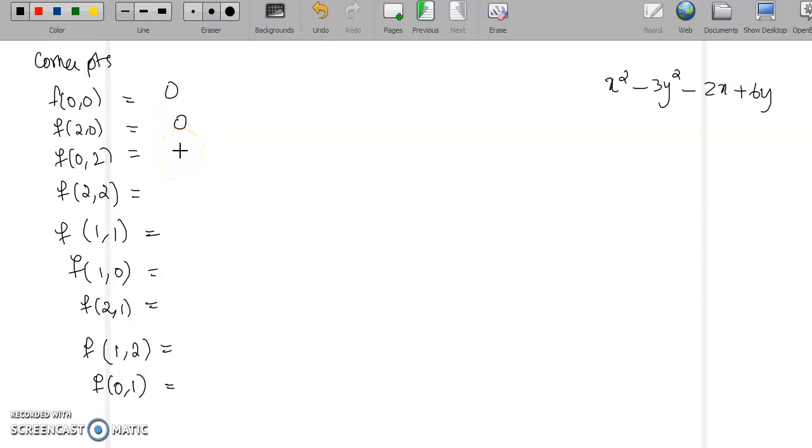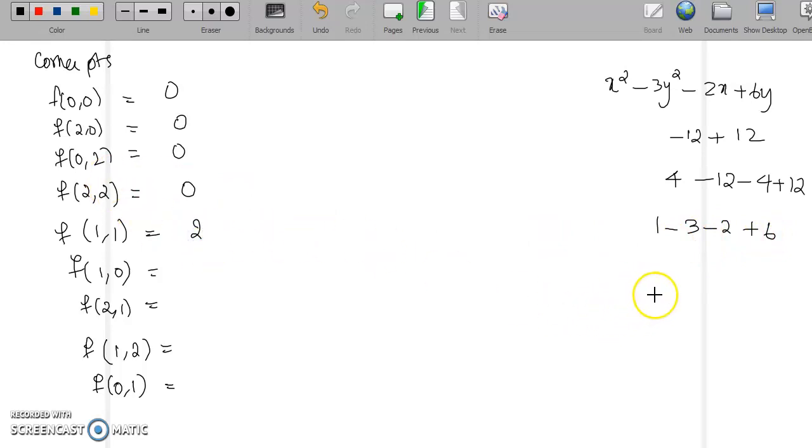And f of 0, 2: taking f of 0, 2, we get minus 12 plus 6 into 2, 12, that is also 0. F of 2, 2, you will get 0. So 4, minus 12, minus 4 plus 12, so that is 0. F of 1, 1 is 1 minus 3 minus 2 plus 6, so that will be equal to 2.